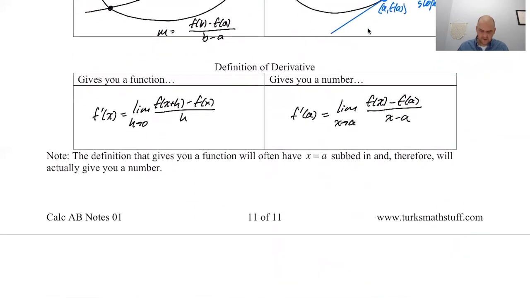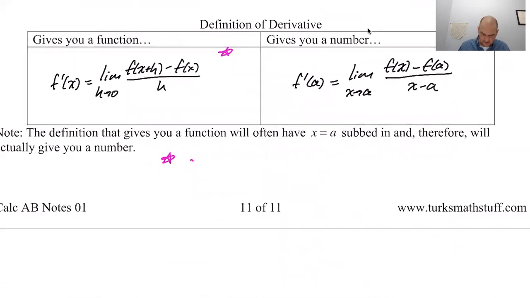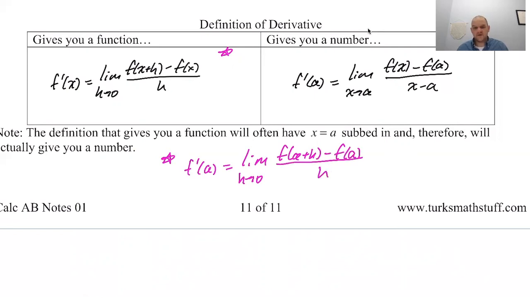The one thing I was going to point out is that this right here will sometimes have x substituted for. So you can also have f prime of a be the limit as h approaches 0 of f of a plus h minus f of a over h. So all my x's became a's. So that will sometimes happen as well.